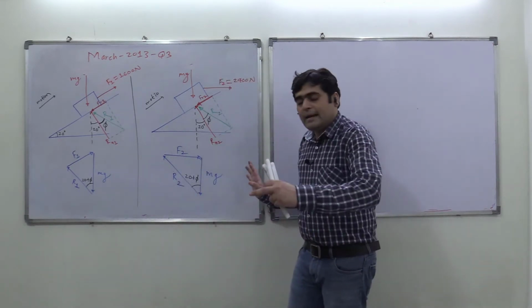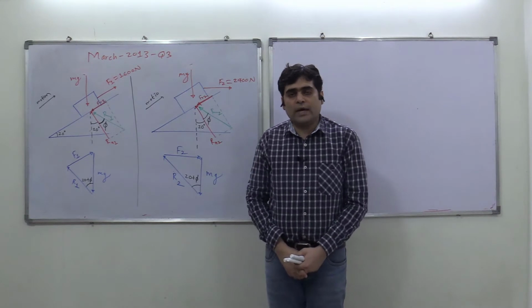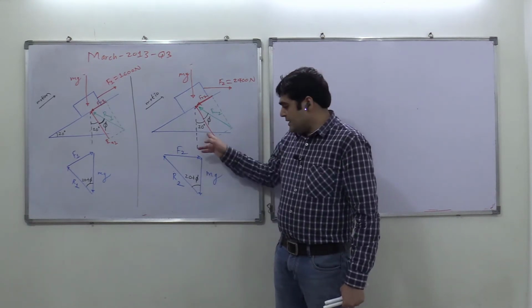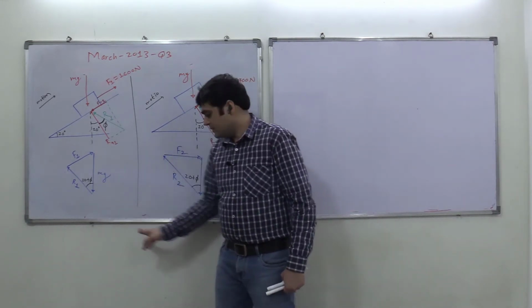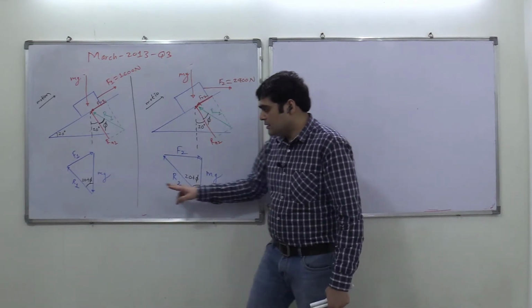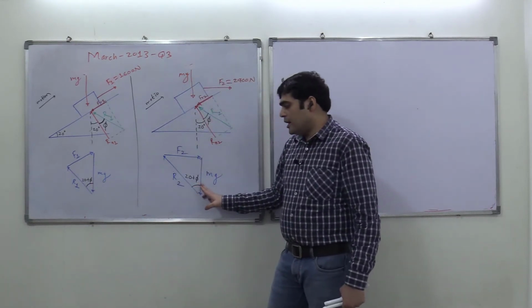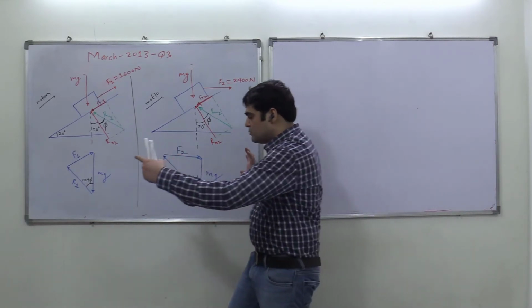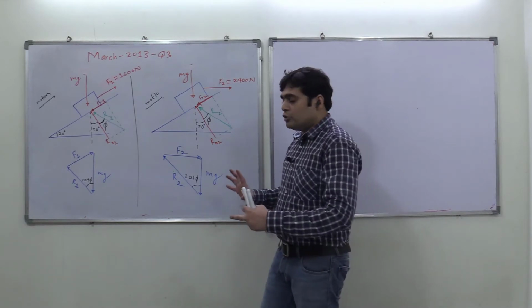Okay, now what am I going to do? I am going to merge both the drawings. Because mg is the same, the angle of R1, this angle of R1 with mg is 20 plus phi, and the angle of R2 with mg is 20 plus phi. So I am going to merge both the drawings. Can I merge both the drawings here? So I am going to merge.